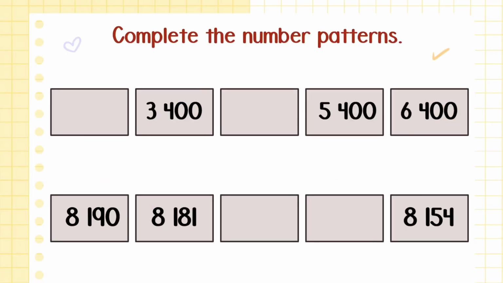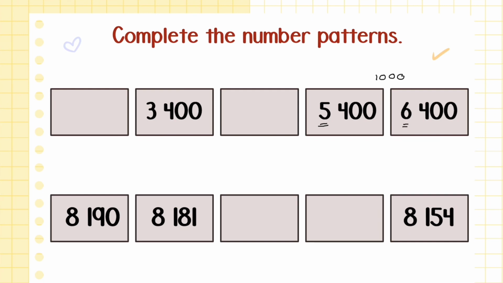Before we end this lesson, let's try to answer these questions together. We need to complete the number patterns below. So we have the first question at the top. The first number is missing, but we are given the second number. The third number is also missing, but we have the fourth and the fifth number. So let's compare first to find how many steps the number moves. So the fourth number is 5400, and it becomes 6,400. As you can see, only the thousands place value changes, which is 5 to 6. That means this number is moving by 1,000 steps.